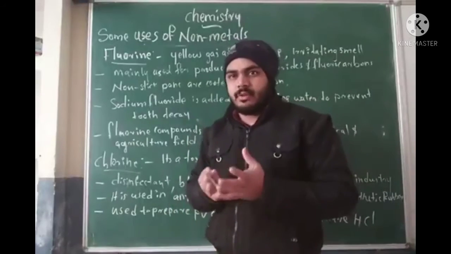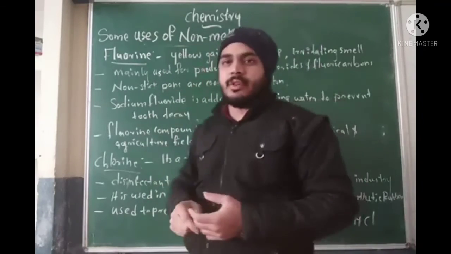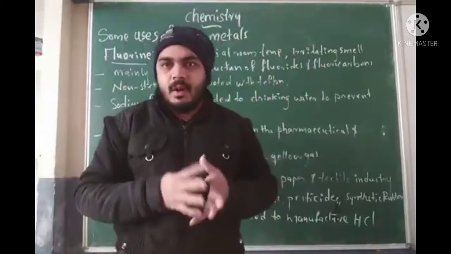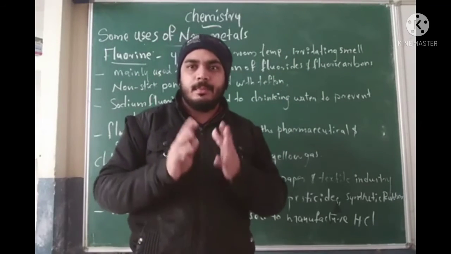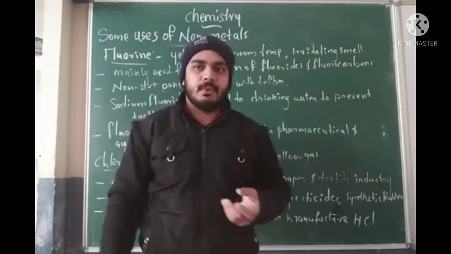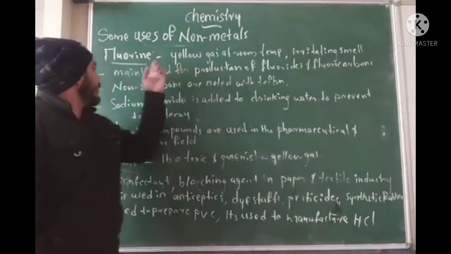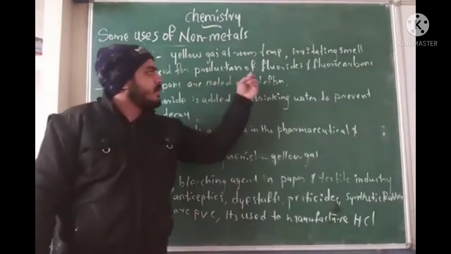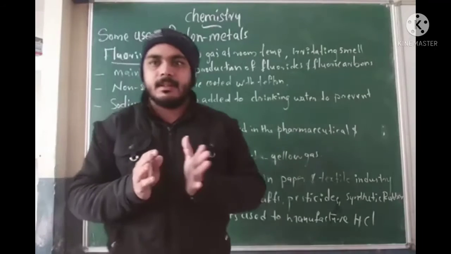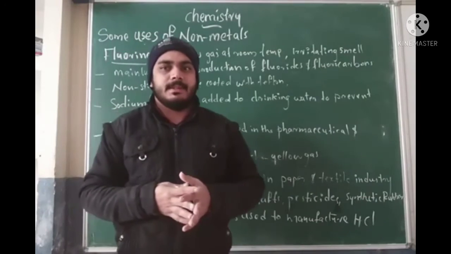And next, the next non-metal, that's fluorine. Fluorine is a yellow gas at room temperature with an irritating smell or odor. Okay, two basic characters: first, a yellowish color, and second, an irritating smell. So, the few uses of fluorine in life. First, fluorine is mainly used for the production of fluorides and fluorocarbons.